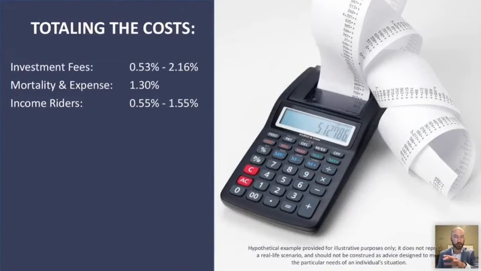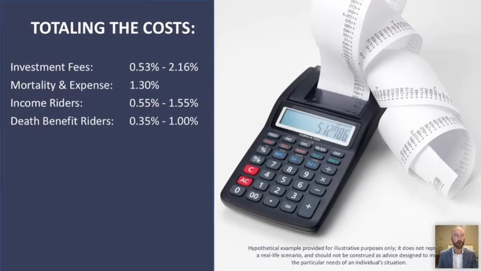Then there are maybe income riders that are available on the variable annuity. Now, what income riders do is guarantee that the product will pay out some amount of income for some period of time, anywhere from a set number of years all the way to your entire lifetime, right? And those riders on this product run you from just over 0.5% to 1.5%. And these all are adding up, right?